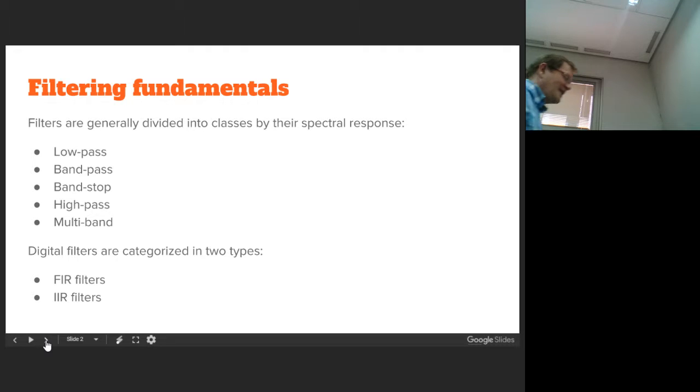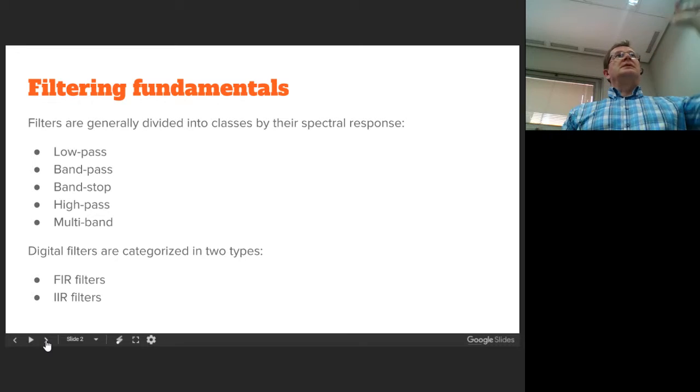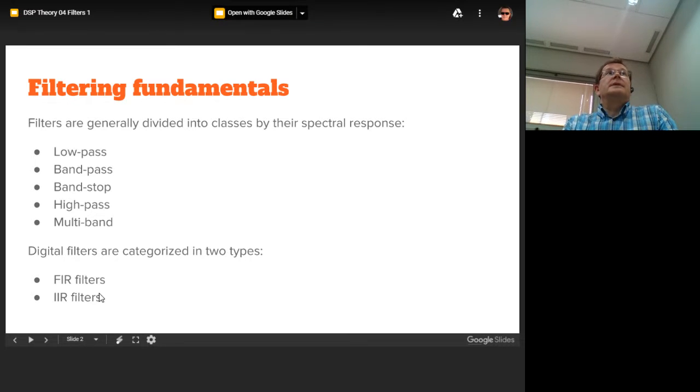Okay. Anyways, so filter fundamentals. Today we are talking about the filter fundamentals, and basically we have division based on a spectral response: low pass, band pass, band stop, high pass, and then multiband filters. And then another categorization is about whether the filter is an FIR or IIR filter.